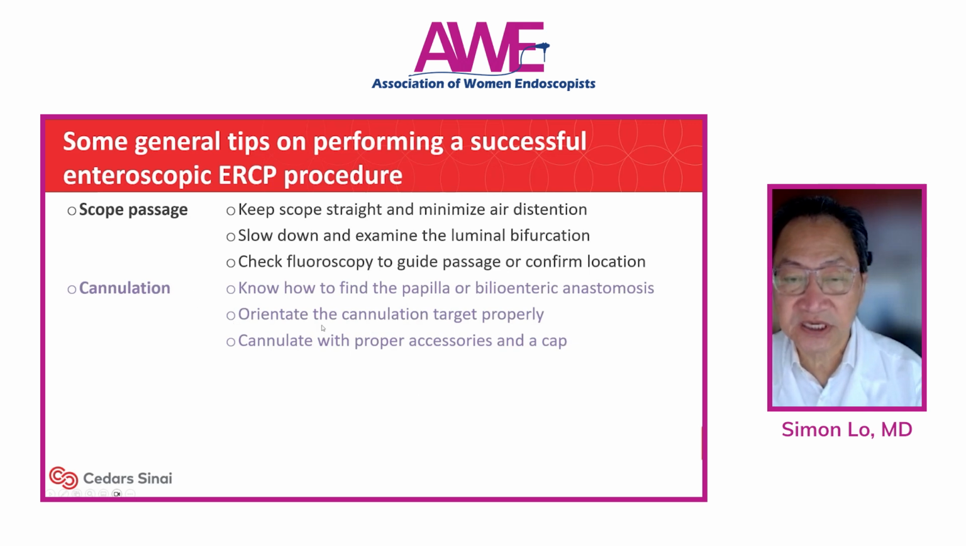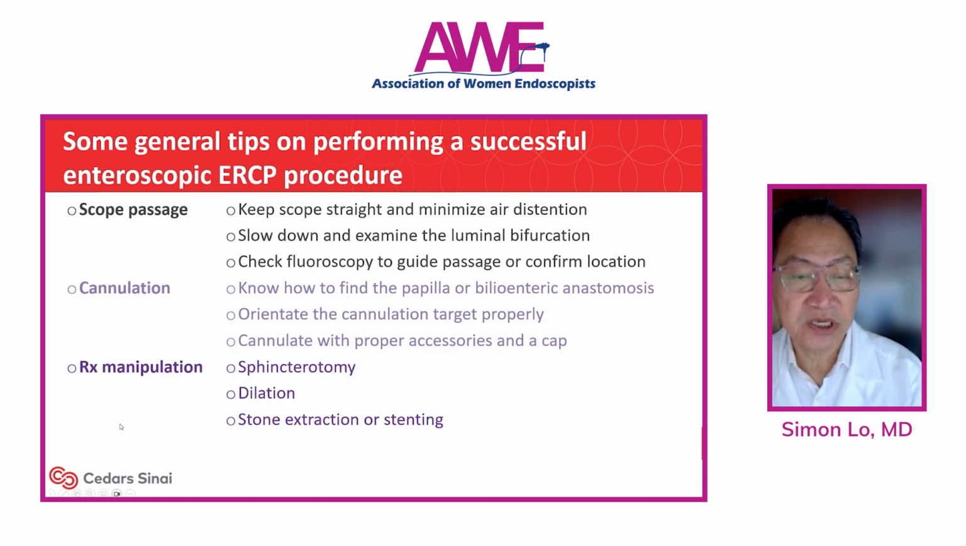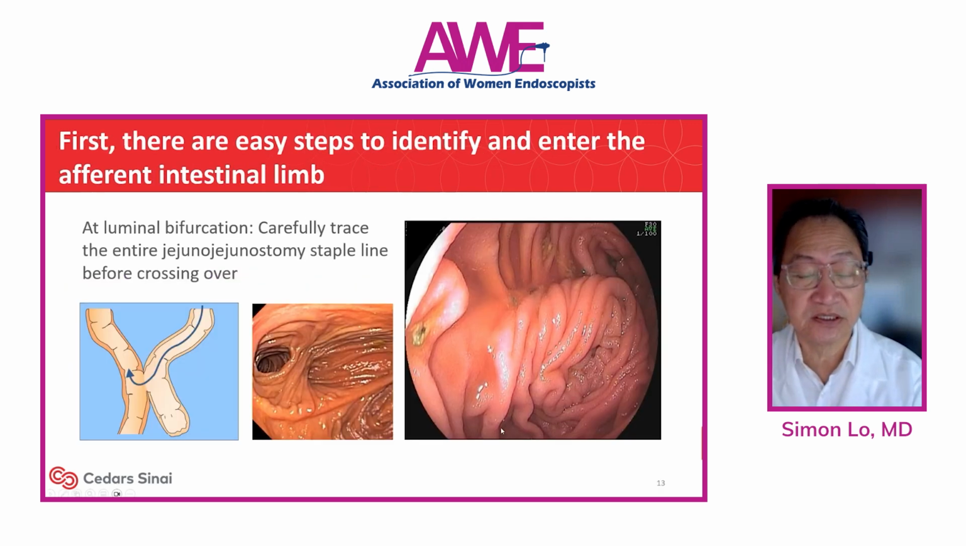Cannulation takes special skill. You need to know how to place the papilla, and you need to orientate it well and use a cap to help you stabilize the papilla for cannulation, and use the right accessories. And also, you have to be able to perform sphincterotomy, balloon dilation, and stone extraction even after you get into the duct.